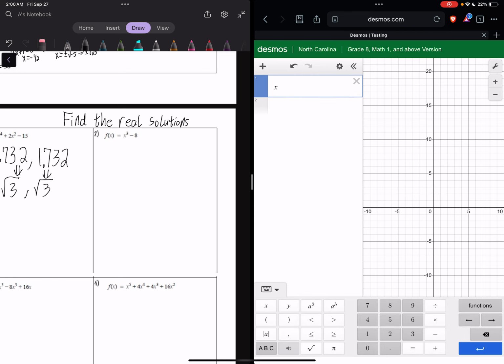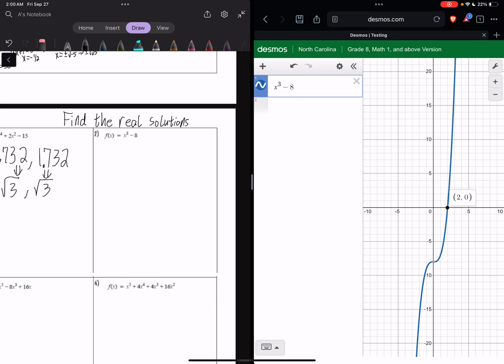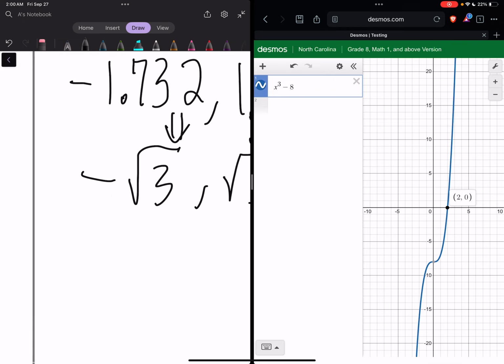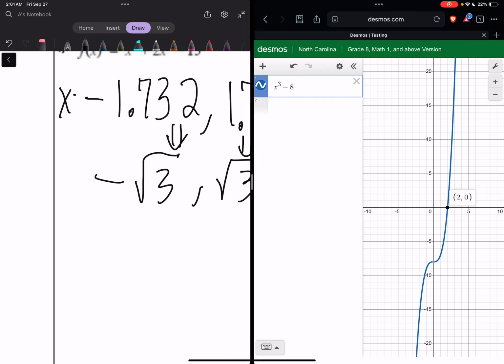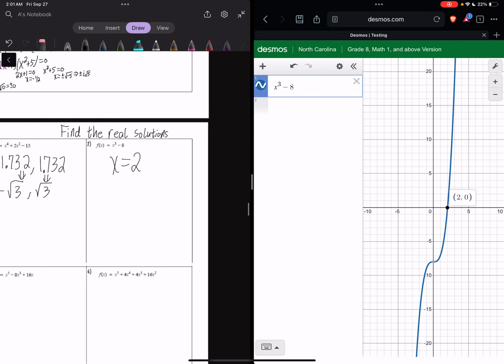Okay, next one, x cubed minus 8. I have one real solution. I suppose I should put my x equals here. X is equal to 2, finished.